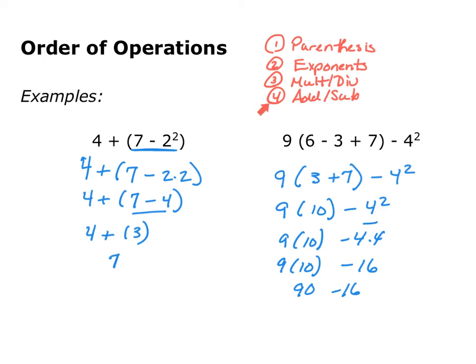And finally, the last step is add or subtract. And in this case, I'm going to subtract. And I'm going to do it this way so I don't make a mistake. I get 74. Now, could you have simplified this earlier?